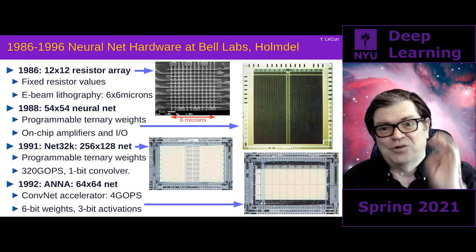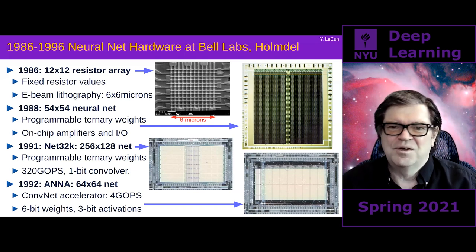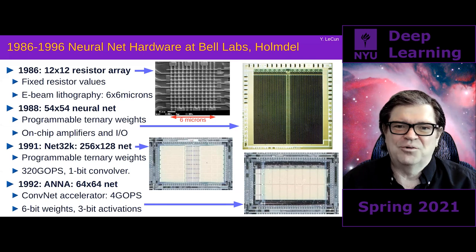There's a long history of hardware neural nets, which I'm not going to go into. I might go into it at a later lecture. But people started working on neural net hardware back in the 1980s.